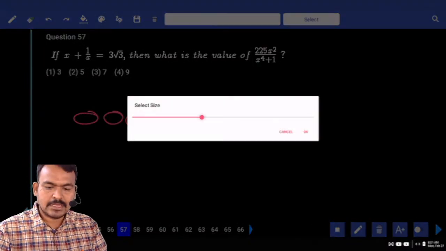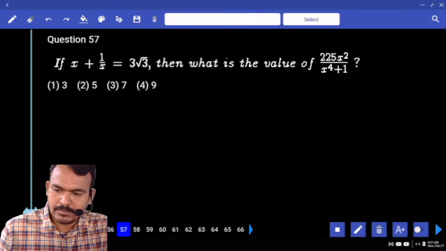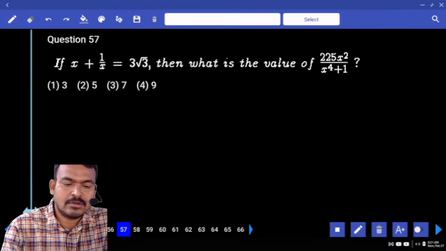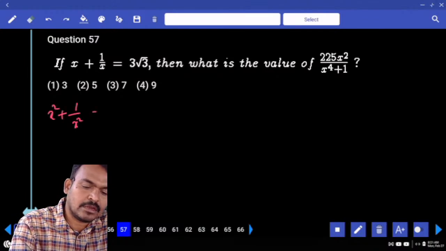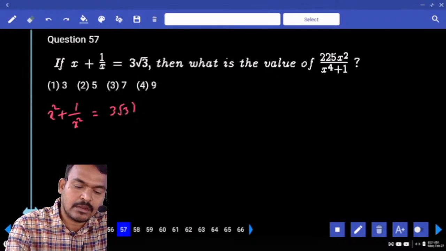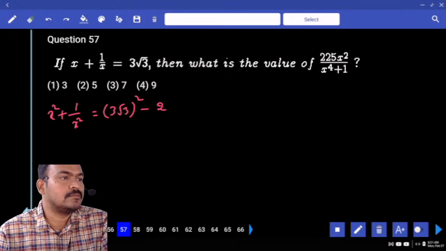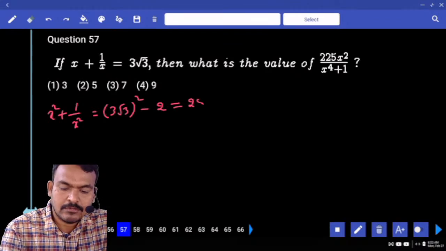x plus 1 by x equal to 3 root 3. Then what is the value of 225 x square by x power 4 plus 1? First, x plus 1 by x equal to 3 root 3. Then we write x square plus 1 by x square equal to 3 root 3 square minus 2. 3 root 3 square means 27. Minus 2 means 25.